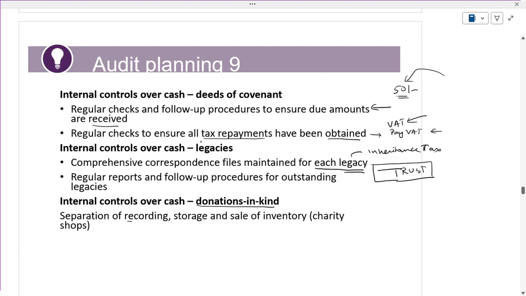Donations in kind means they are talking in terms of places, land, buildings. People will donate buildings to the trust. Separation of recording, storage, and sale of inventory, charity shops. Now you see, during Ramadan people will contribute so much. You have to keep separately what is related to charity and what is related to non-charity. You have to keep this in the organizations also.